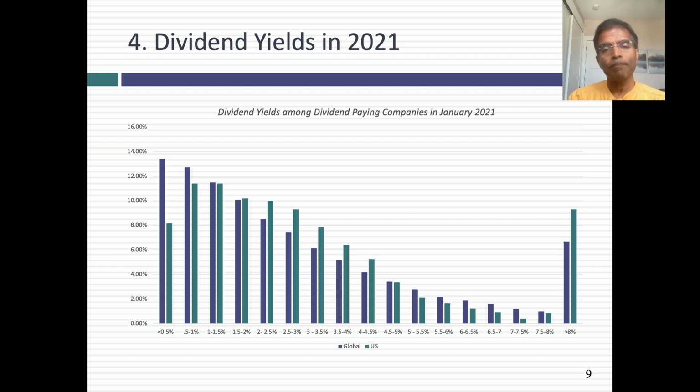Which brings me to my final data item that I want to look at in terms of both distributions and metrics. You know what a dividend yield is? You take the dividend paid by a stock and divide by the stock price. So if I pay a $2 dividend, I have a $50 stock price, my dividend yield is 4%.